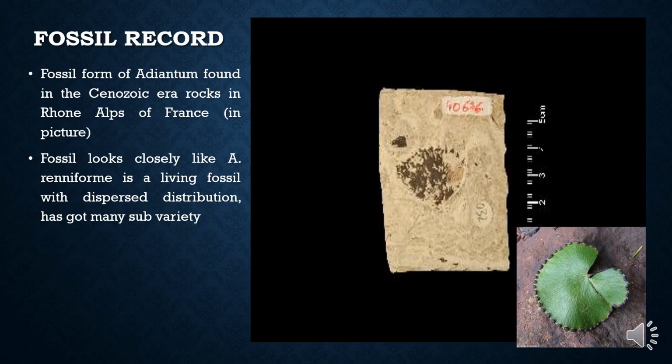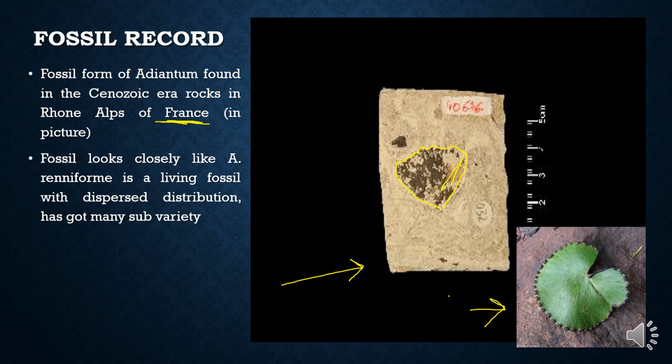Now about the fossil record, we see that not much Adiantum fossil has been found, as Adiantum is a very recent genus. But this is a picture of a fossil Adiantum found in the Alps region of France. You see it has a fan shaped leaf structure with a denticulate margin, and if you zoom out in this picture, you can see a fan shaped reticulate venation, and it looks quite similar to this picture.